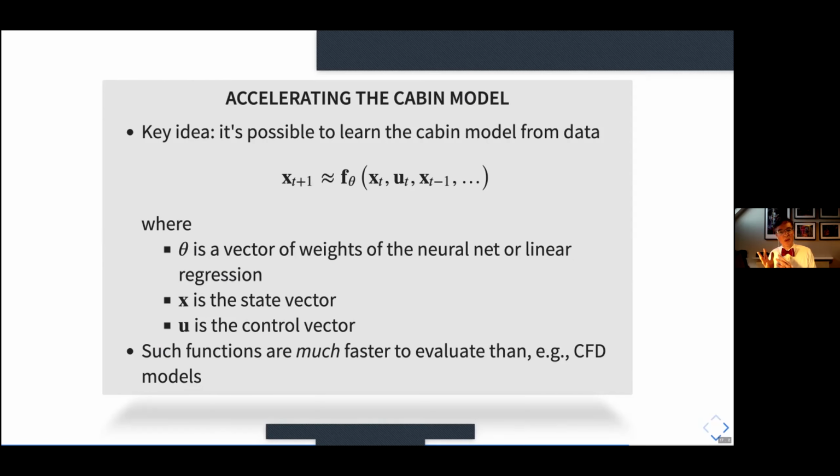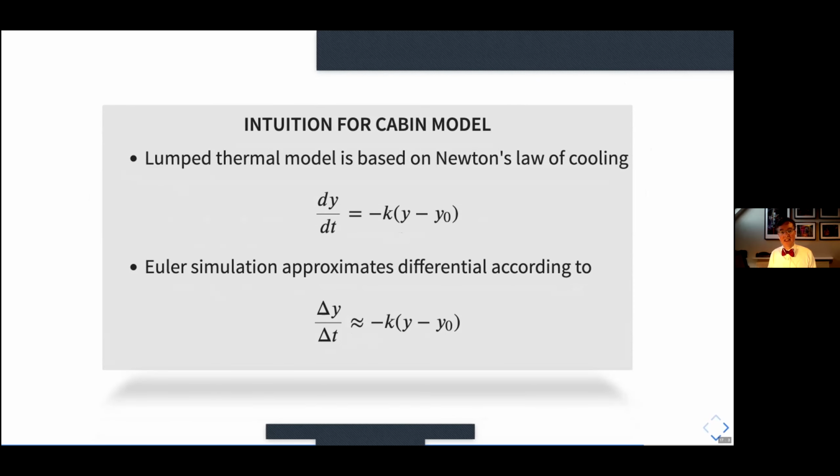And then we are set to do some acceleration of the cabin model. And the idea here is that it's really possible to learn the cabin model from data. Essentially, I'm saying, let's formulate it as an equation like this. We have our current state and our past states going backwards, and we just want to predict the next state, right? We also have these U's, which are the control actions. Now, theta stands for a vector, say maybe in a neural network or linear regression parameters. And the point is that such a function, that function f theta, is going to be much faster to compute than a CFD model, many times.